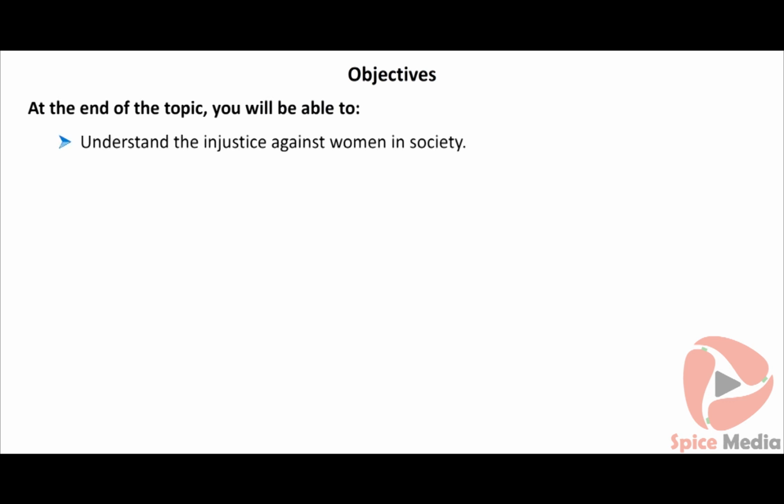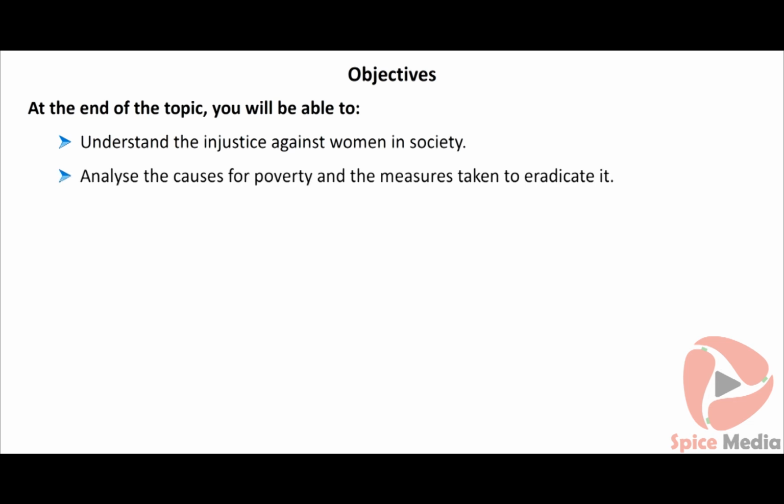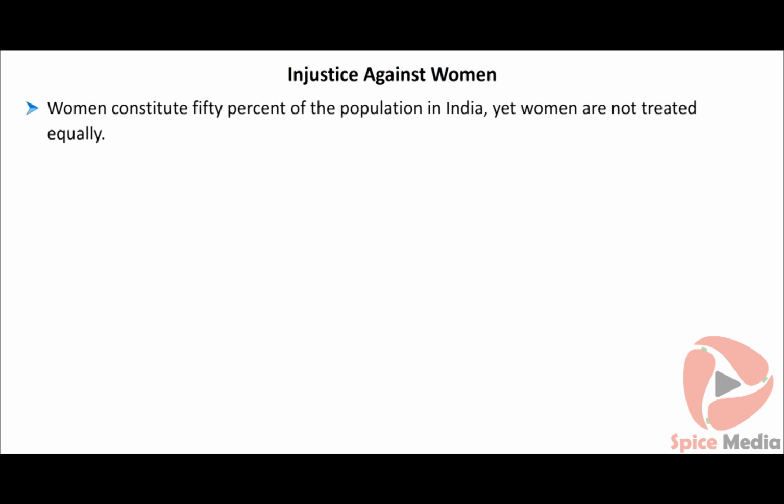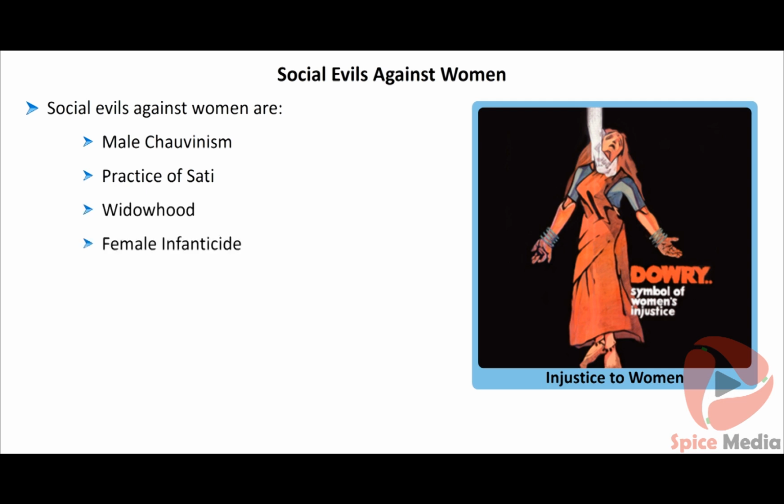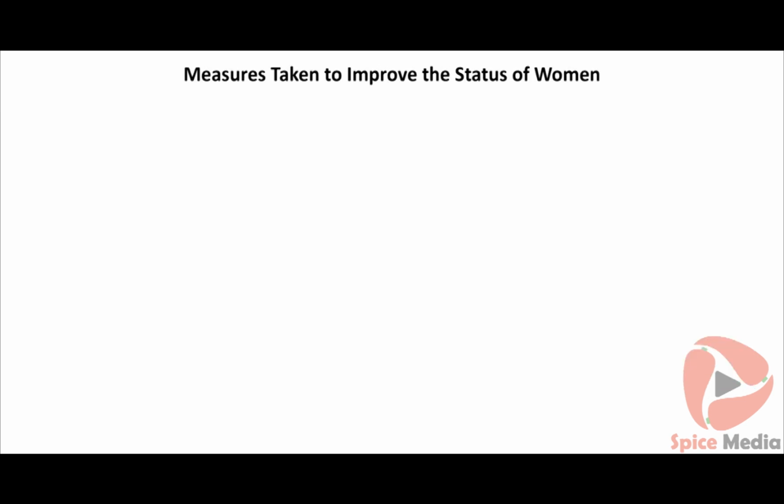At the end of the topic, you will be able to understand the injustice against women in the society, and analyze the causes for poverty and the measures taken to eradicate it. Injustice against women. Women constitute 50% of the population in India, yet women are not treated equally. This discrimination leads to various social problems in our nation. Social evils against women are male chauvinism, practice of sati, widowhood, female infanticide, dowry system, and denial of rights. Measures to improve the status of women.